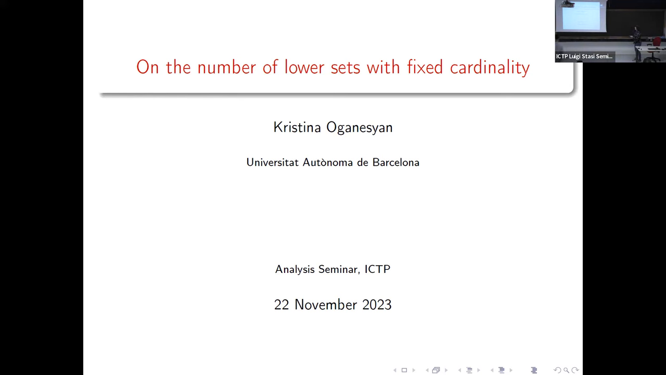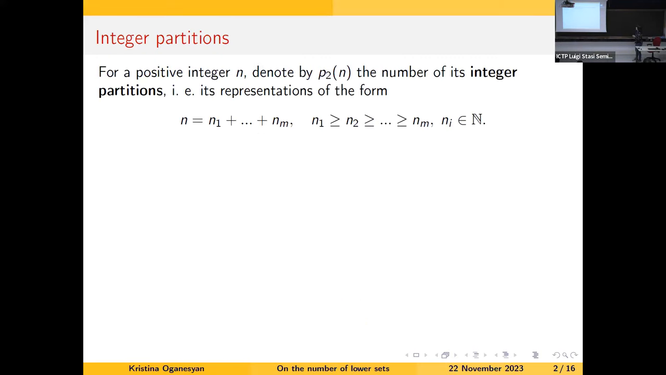Okay, let's start with the definition of integer partition. So what is it? We have a natural number, n. Then its representation as a sum of non-increasing positive integers is called an integer partition of n. Let's consider some examples. Let n be, I don't know, 18, and let us decompose it like 7 plus 4 plus 3 plus 2 plus 1 plus 1. So it is an integer partition of 18.